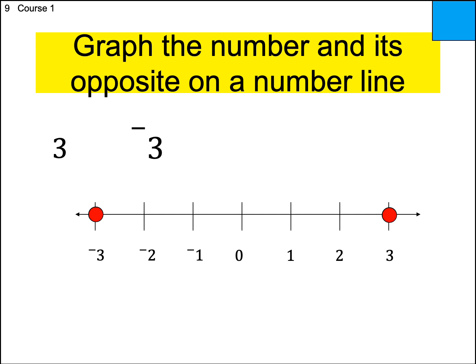Now remember, the question says you do have to write the opposite. So remember, the definition of opposite are two numbers that are the same distance away from 0. It's not absolute value. The absolute value of 3 is not negative 3. The absolute value of 3 is 3. Okay, so don't confuse those two things, opposites and absolute value.